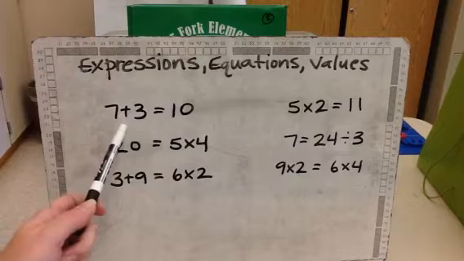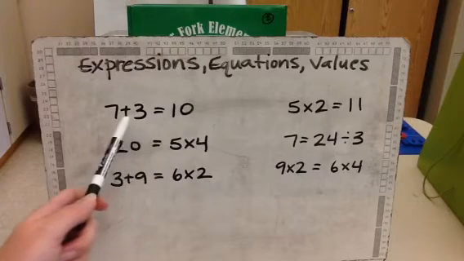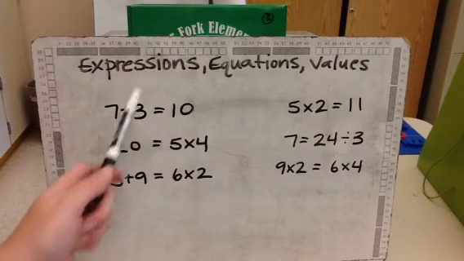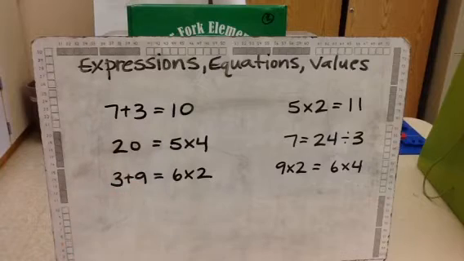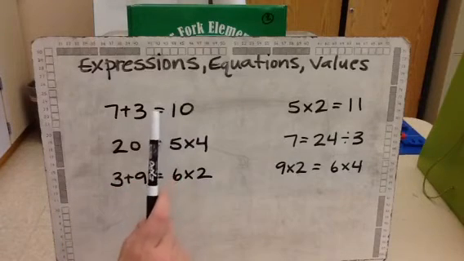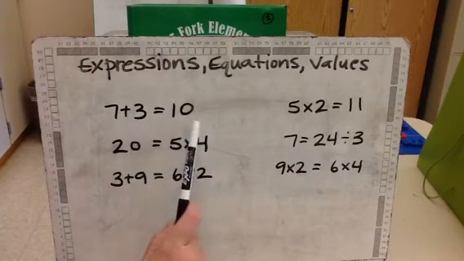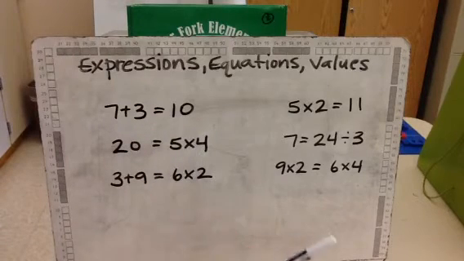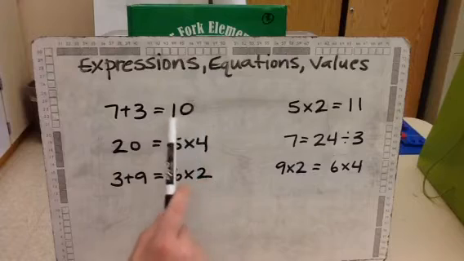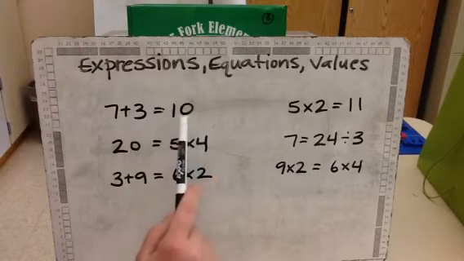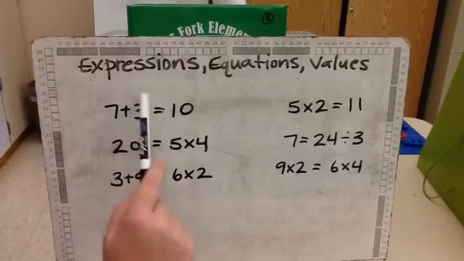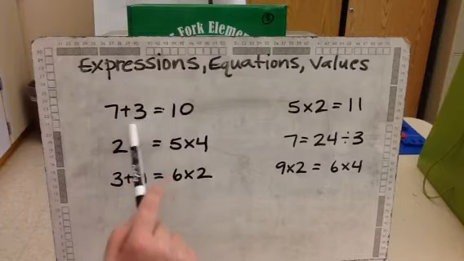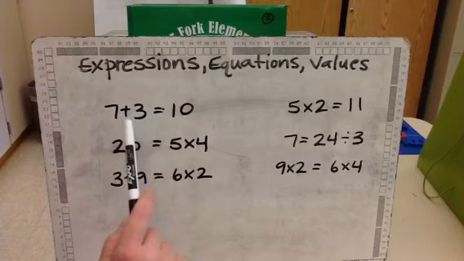So this equation right here is made up of an expression that has a value, and then the other side has a value. So let's first see why it's an equation. An equation has two sides that have the same value, and the value means what that side is worth. So here on this side, very simply, it tells me the value of this side is 10. Over here, I have an expression, and I have to do a little bit of work to figure out the value of the expression.